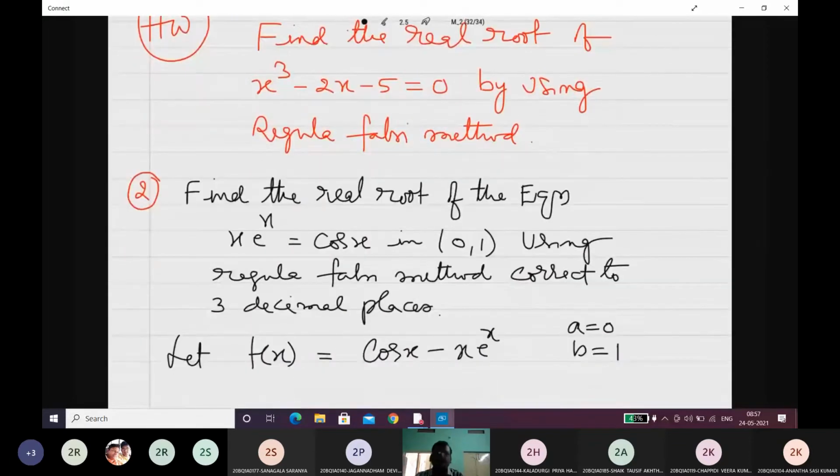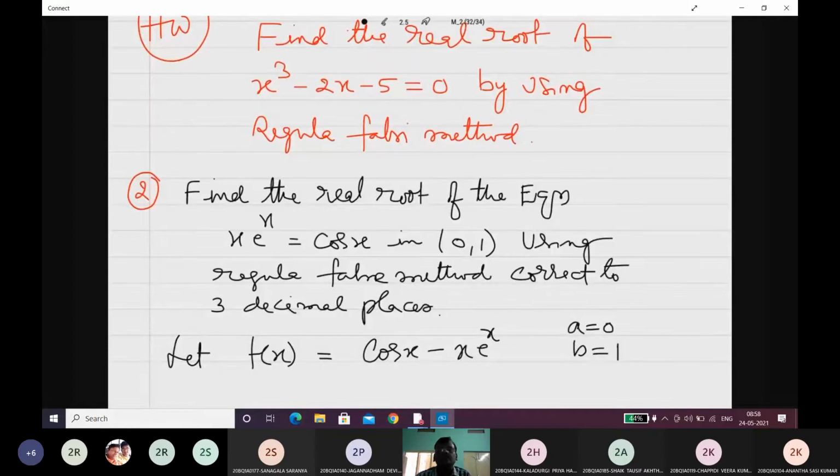Find the real root of the equation x e power x is equal to cos x in the open interval (0, 1) using the regula falsi method, correct to 3 decimal places. Now let us define f of x as cos x minus x e power x.